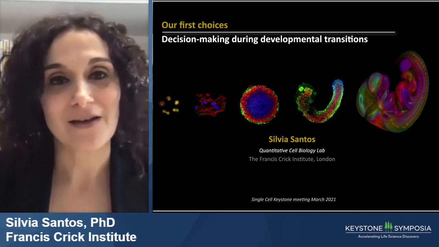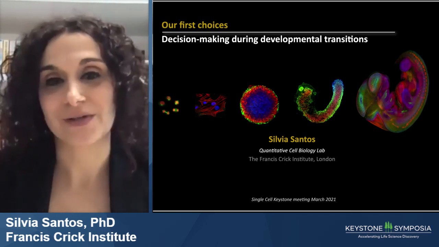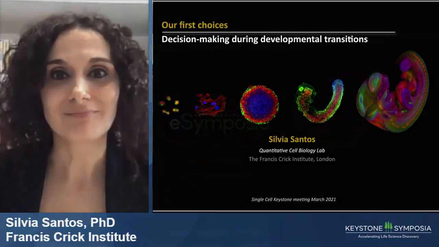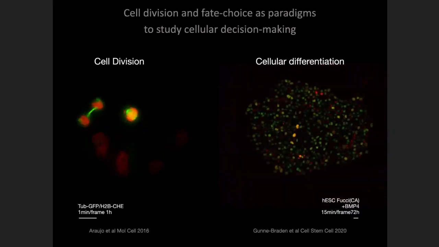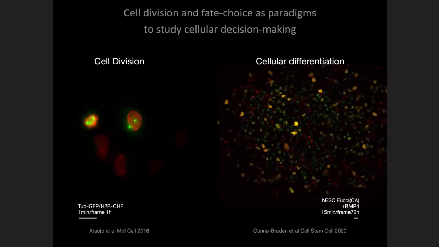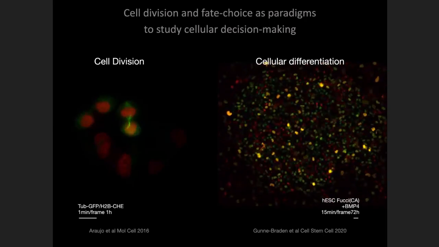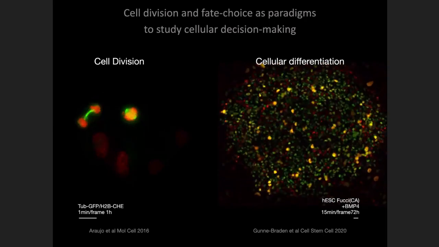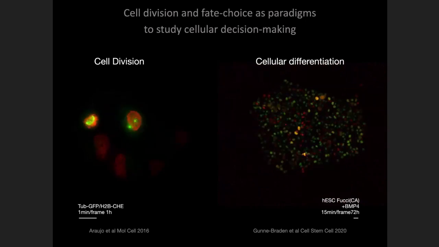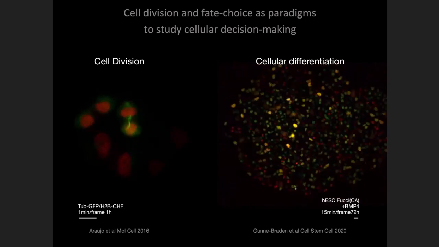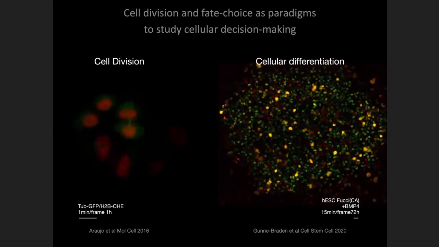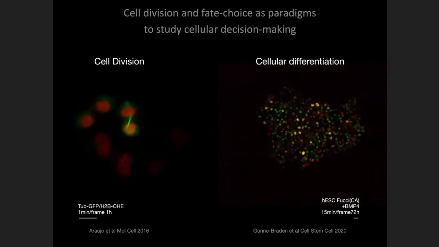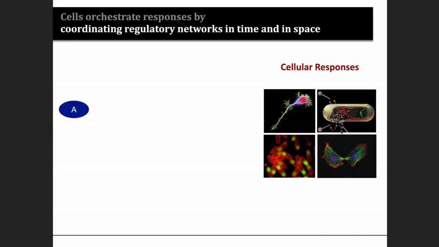So my lab is very interested in understanding how cells make decisions. Our lab combines experimental and computational approaches to understand cell decision making. In particular, we've been very interested in understanding two fundamental decisions: the decision to undergo cell division and the decision to undergo cellular differentiation. We are very interested to understand how these two decisions are ultimately very interdependent.